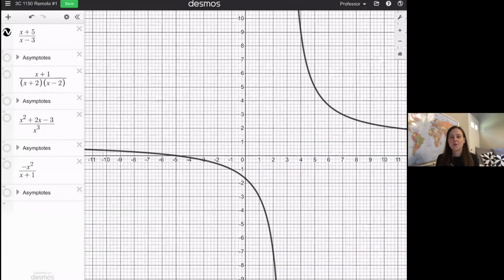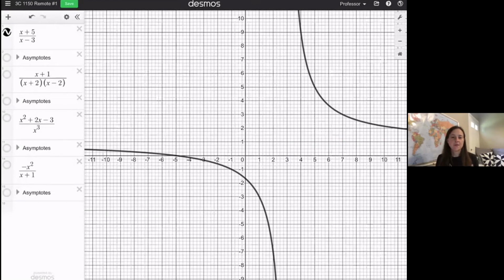So I'm going to show you the graphs of several rational functions so you get the idea of what these kinds of functions look like. And here's our first one, x plus 5 over x minus 3. And it doesn't look at all like a polynomial. Remember, the polynomials were our roller coaster graphs. They were always continuous from left to right, meaning we could draw them without picking up our pencil.